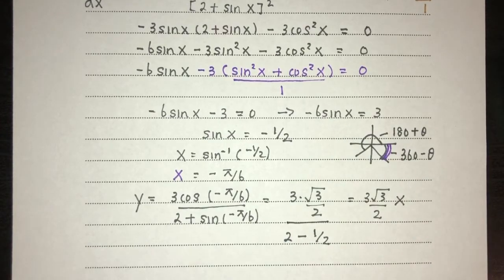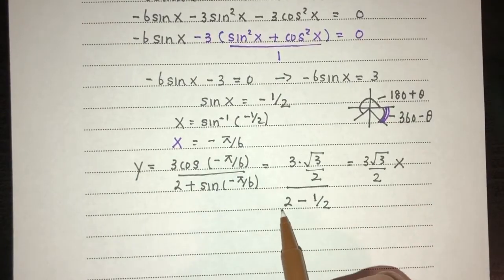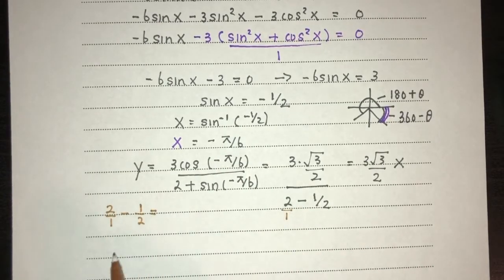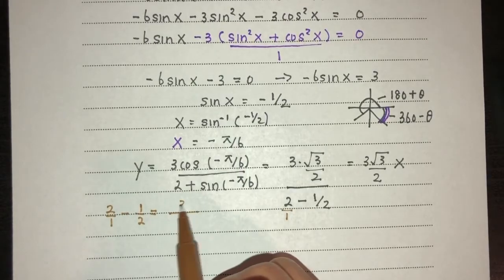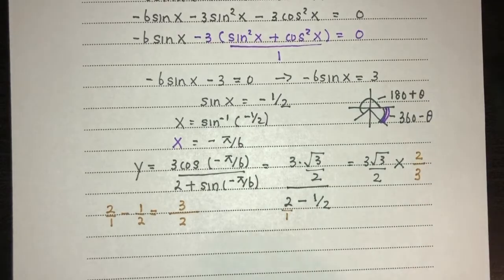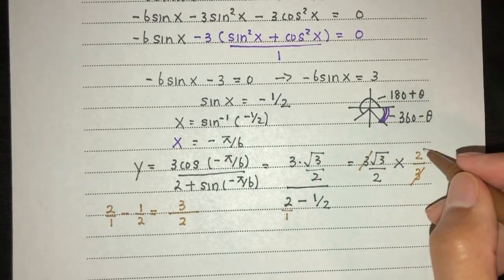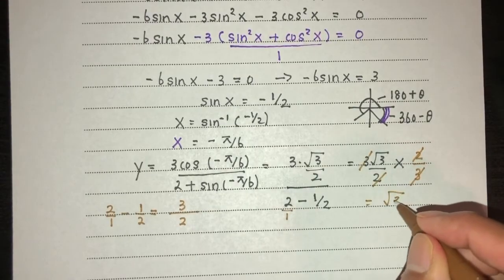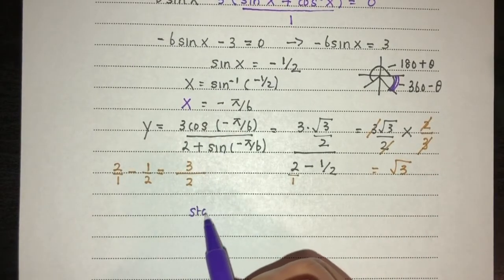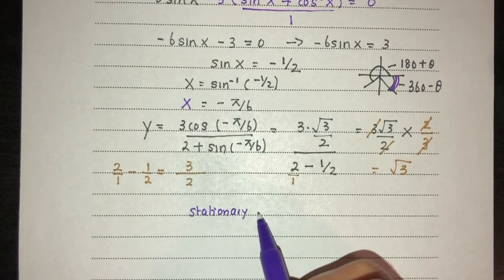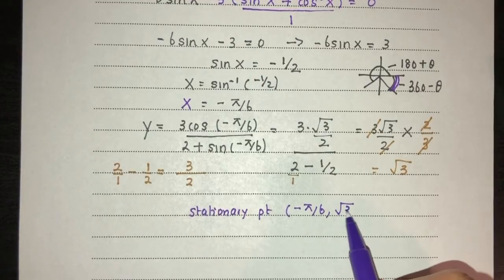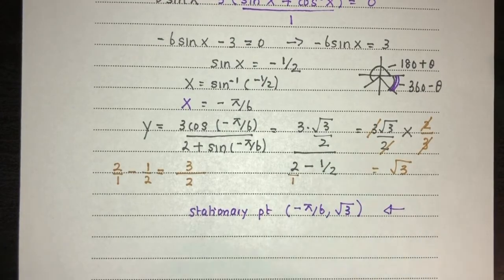So let's simplify the base first. So here we have two different bases, right? So we have to simplify 2 over 1 minus 1 over 2. That is equal to 3 over 2. That will be 3. Okay. So 3 over 2 will become 2 over 3. Now we'll simplify. This one cancels out. This one cancels out. So you will have root 3 as your value of y. So from this point, we can write down the stationary point. The first value is minus pi by 6. And we have the y value will be root 3. And this is your answer for part 1.